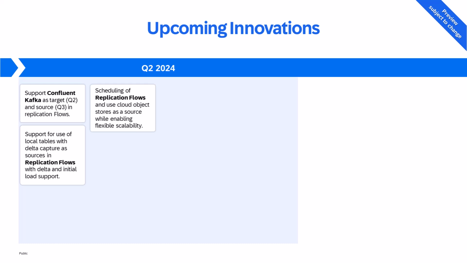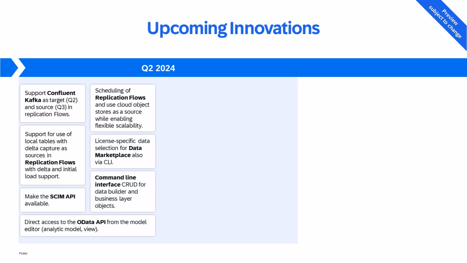Speaking of replication flows, we plan on being able to schedule replication flows, also use cloud object stores as a source, not only as a target, while also enabling flexible scalability options there with replication flows, and also further enhancing the delta capabilities here, delta capture as a source in replication flows with delta and initial load support there. That will come also in multiple steps as multiple deliveries over time.